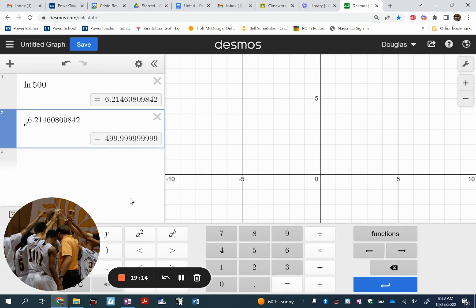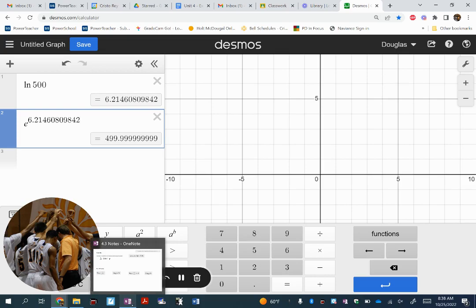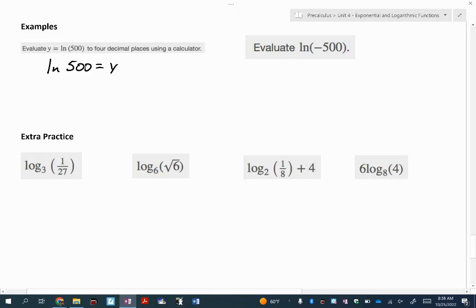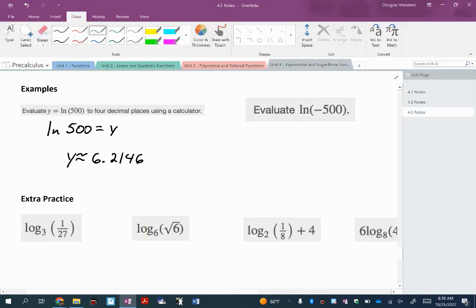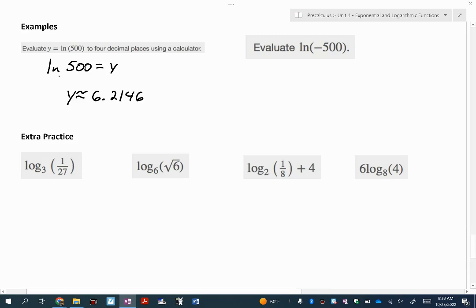And again, you notice it's not exactly 500 because I technically am rounding, but 499.9 repeating is essentially 500. So 6.2146. Remember the idea being that if I think of this as e to some power gives me 500, what is that power? It's approximately 6.2146.